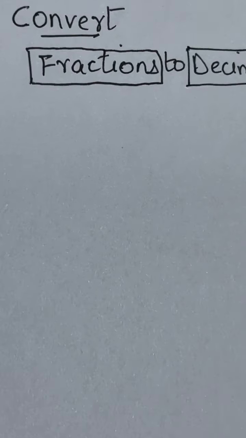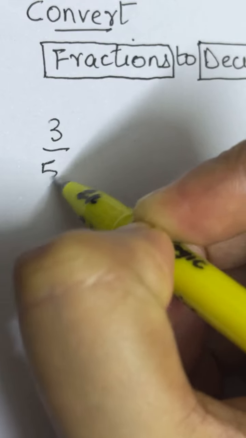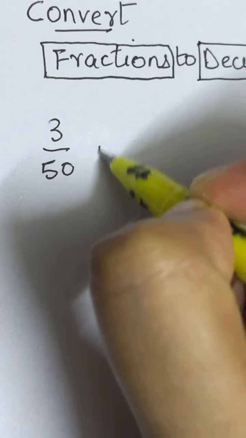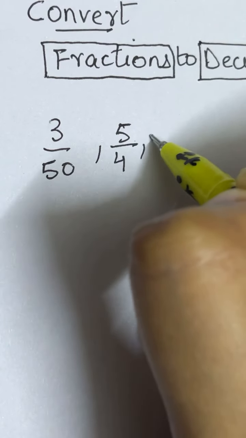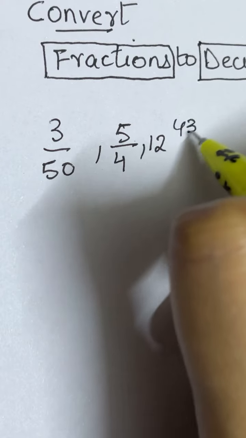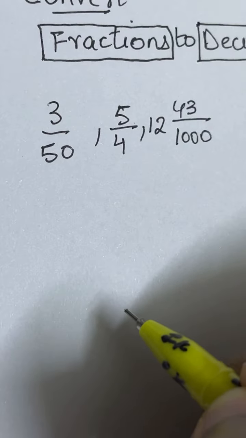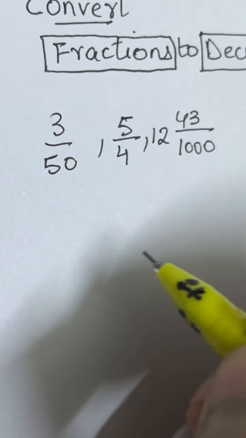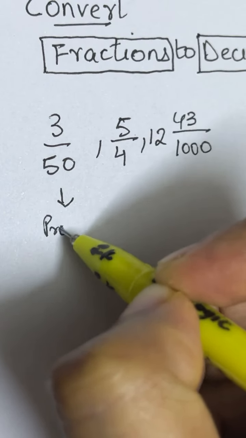So let me just write down some examples first. First I'm going to write down 3 over 50. Then I'm going to write down 5 over 4, and then I'm going to write down 43 over 1000.